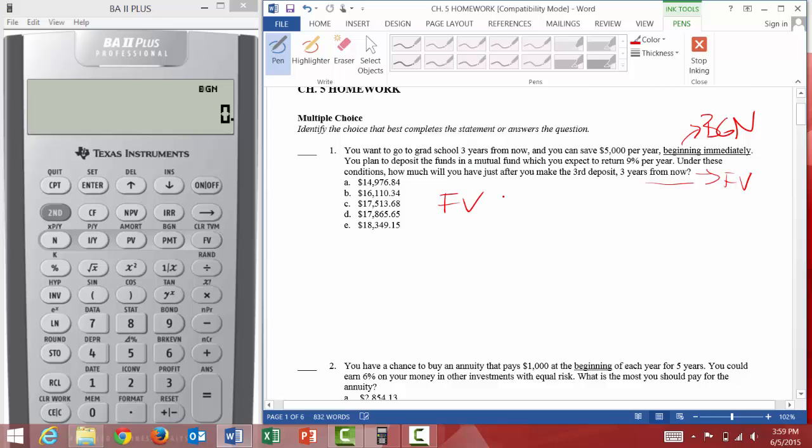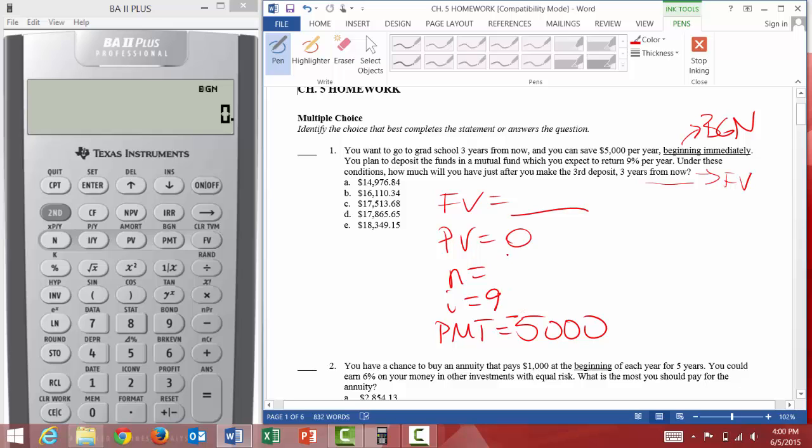So 3 years from now is saying I need to find a future value. Let me write down my other parts, N, I, and payment. And so the present value we don't need, it's 0 because this is an annuity that's paying $5,000 per year. So I could put 5,000 over here and I can make it a negative amount. The interest rate is 9 and N is 3 years.